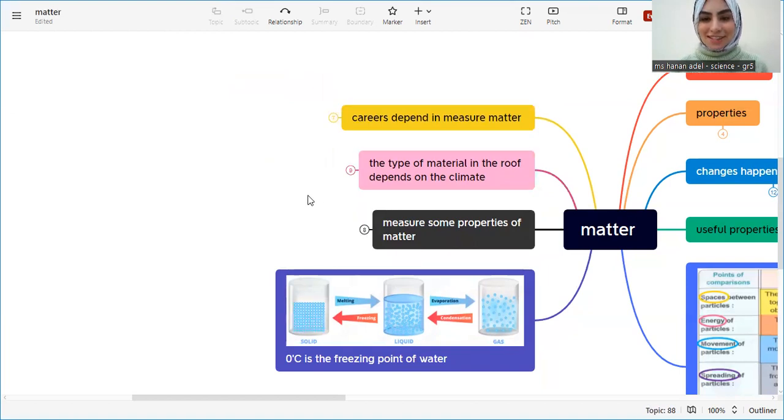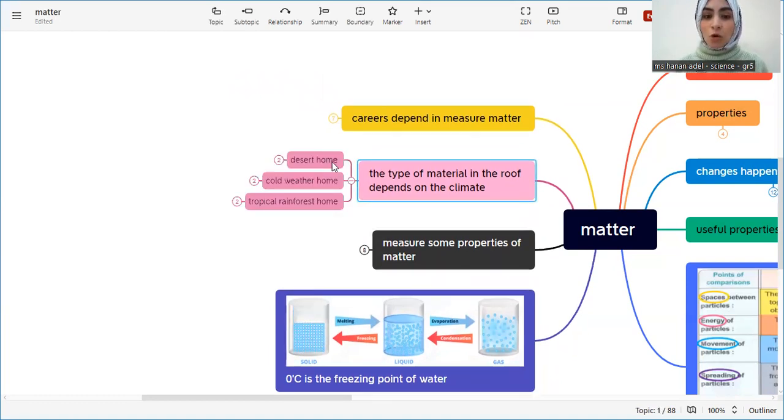Next one, which is the type of material. If I need to build a home, I have to choose the correct material, or the correct type of matter, that I have to use in this home. And this depends on my climate. Where does this home exist? Is it a desert home, or a cold weather home, or a tropical rainforest home? To choose the correct type of material that I can use to make the roof.